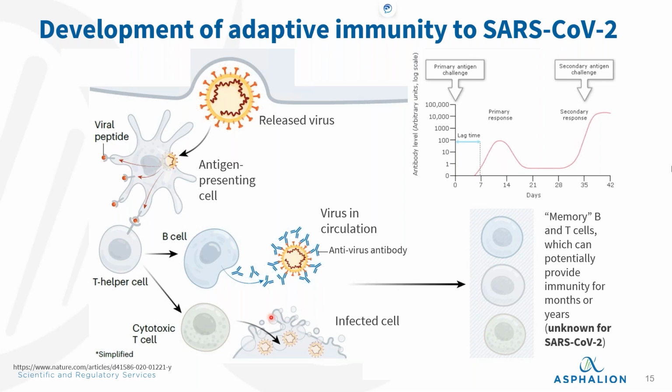And the principle of immunity after the infection is that there are memory B and T cells which can potentially provide immunity for months or years after the infection. What we don't know, as I mentioned earlier, is whether there is immunity after an infection for SARS-CoV-2, and if there is immunity, how long that lasts for.